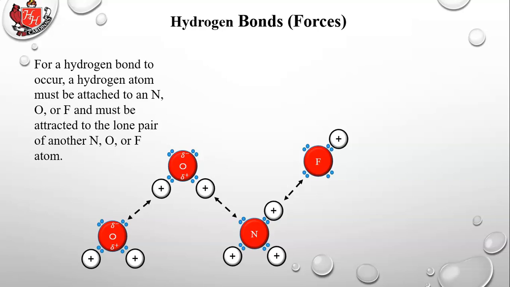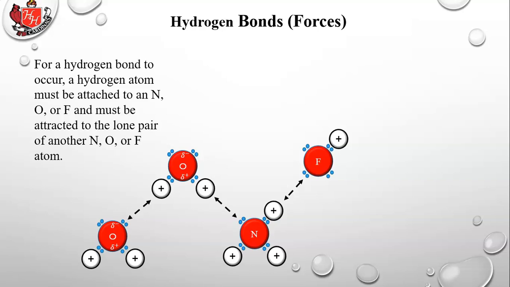Oftentimes in hydrocarbons, you'll see hydrogens attached to carbon atoms. Those cannot form hydrogen bonds. Why? Because the carbon is not electronegative enough to pull the hydrogen's electron towards it enough so that the proton of the hydrogen is really exposed, really sticking out. That's a lot of times a test question on various standardized tests. They'd like to show you a carbon-hydrogen bond and ask you if that can form a hydrogen bond with another molecule, and the answer is no, not if it's carbon. It has to be nitrogen, oxygen, or fluorine.